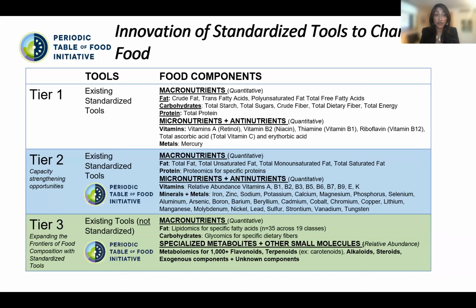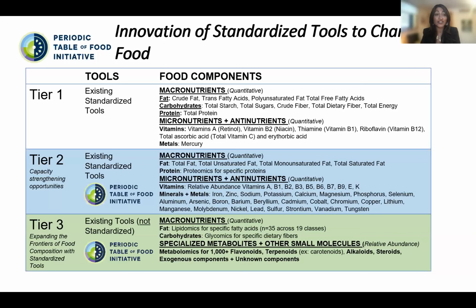Then there's tier 2, which includes specific measures of macronutrients and micronutrients, where existing standardized tools do exist, but where the PTFI saw some room for capacity strengthening, such as reducing the cost of analysis through innovation of standardized tools. An example are specific minerals and metals.